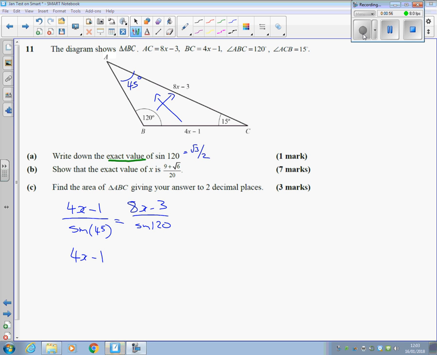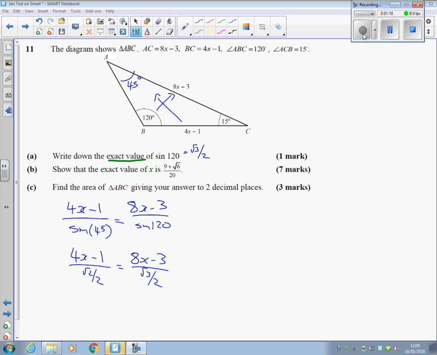What is the sine of 45? That's another one you should know. That's root 2 over 2. And this one here we had earlier, root 3 over 2. So really, getting down to there, we've probably got 4 marks there. Now the next bit is all the algebra to try and sort this thing out.